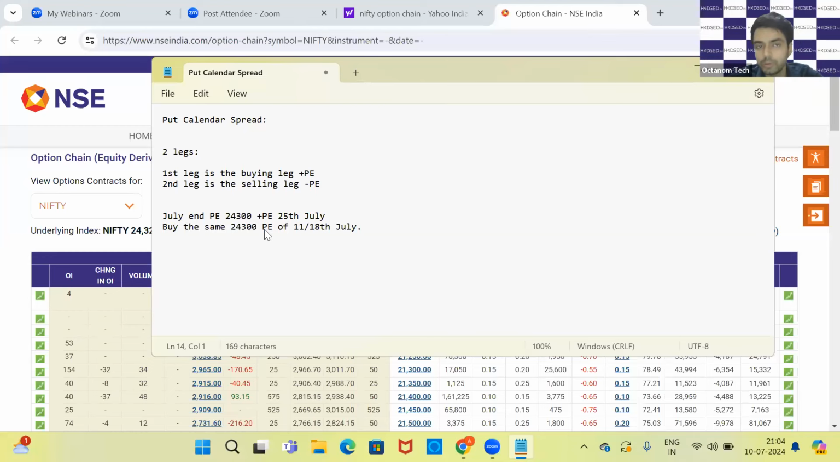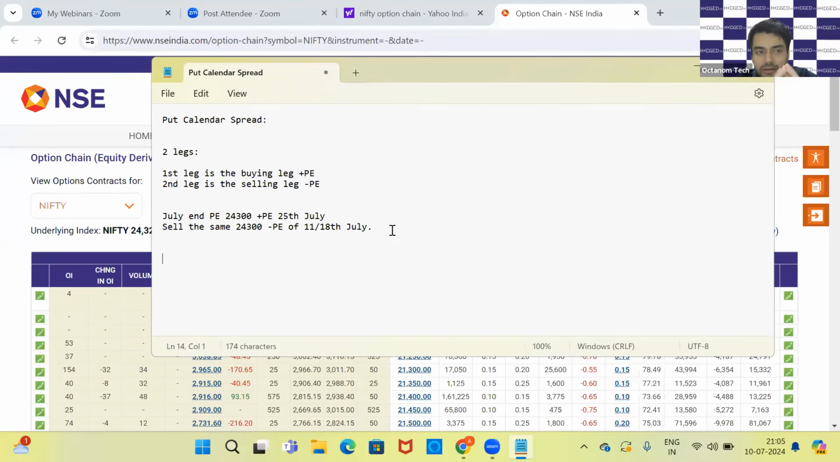But now I'll tell you the problem also, what happens in this normal put calendar if you plan. You sell the near expiry. So, if you just go according to the definition, you buy a put option of monthly expiry, let's take for example's sake, and you sell the put option of 24,300 either of 18th or 11th July, right? Now let's see what the premiums are, and first let's understand what the maximum risk will be, right?